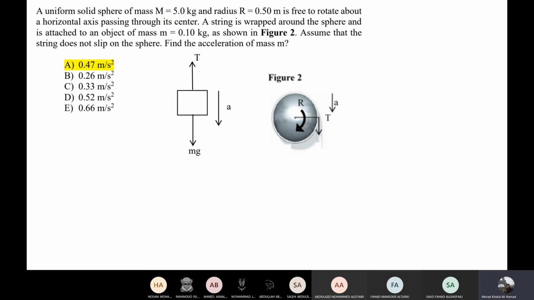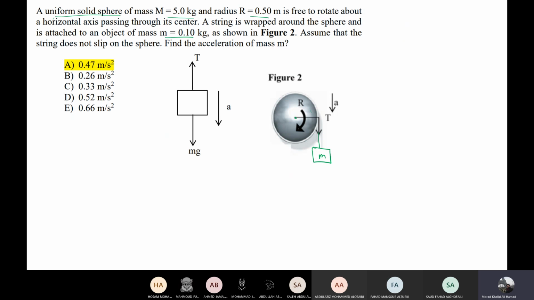Okay, this question. A uniform solid sphere. This is a solid sphere. Of mass 5 kilogram and radius ½ meter is free to rotate about a horizontal axis passing through its center. Here we have the axis, and it rotates about this axis. A string is wrapped around the sphere and is attached to an object of mass m. Here we have mass m. I don't know why they plotted it this way. And m is equal to 0.1 kilogram as shown in the figure. Assume that the string does not slip on the sphere. Find the acceleration of the mass.